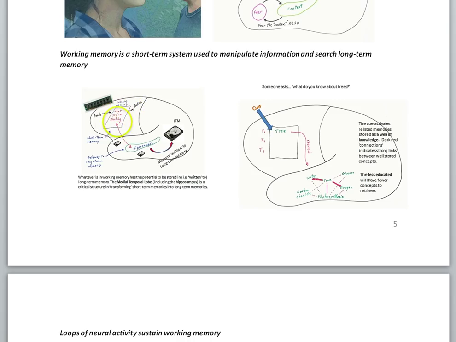Whatever's in working memory has the potential to be stored in long-term memory by way of the hippocampal system. And whatever's in working memory can search long-term memory. If I have the word tree in my working memory, well, the concept tree will be activated in my semantic memory, and then other strongly linked concepts will be activated as well, and perhaps one of them might become the content of my working memory at time number 2.